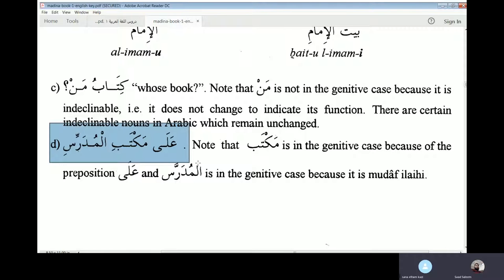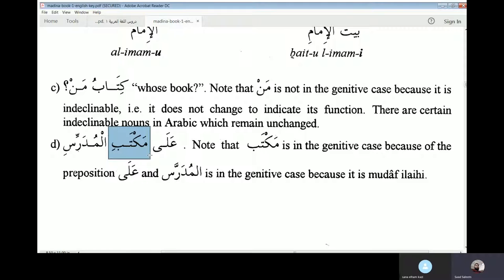Ala maktabil mudarrisi. Note that maktabi is in the genitive case because of the preposition ala, and mudarrisi is in the genitive case because it is mudaf ilayhi. So tell me, what is mudaf in this sentence? Ala maktabil mudarrisi. Maktabi is mudaf. Al mudarrisi is mudaf ilayhi.